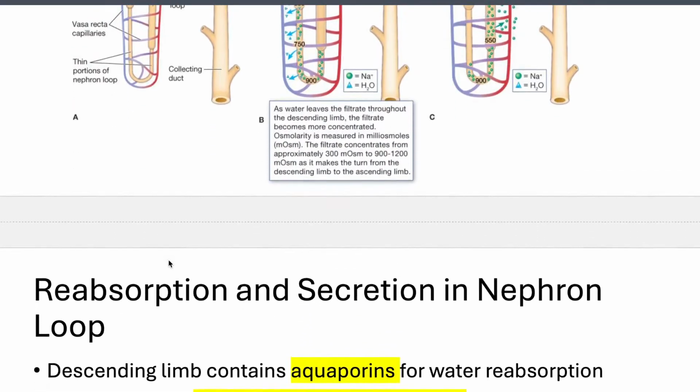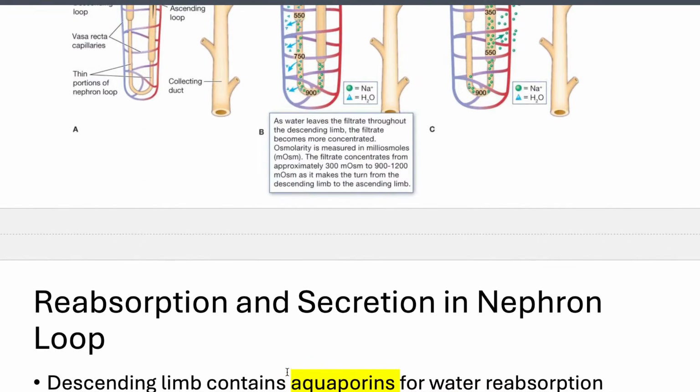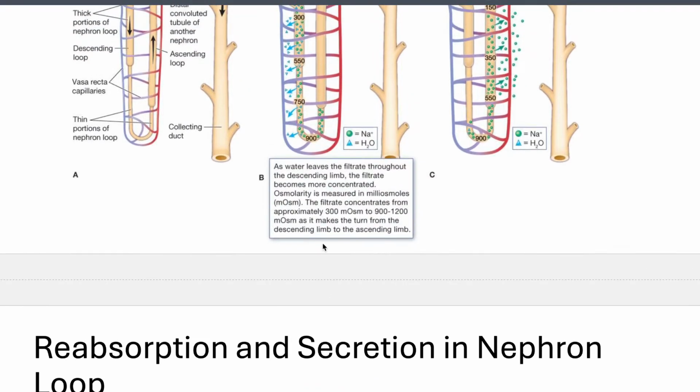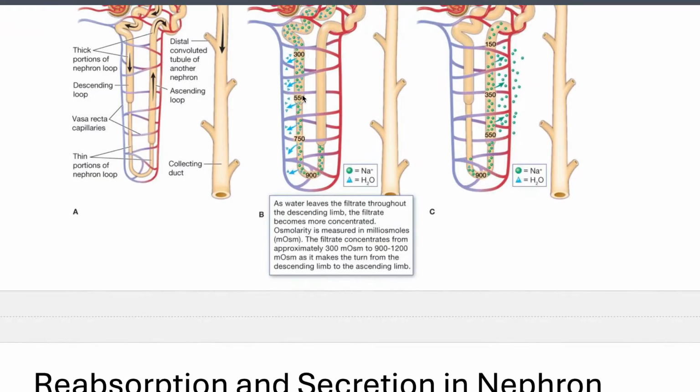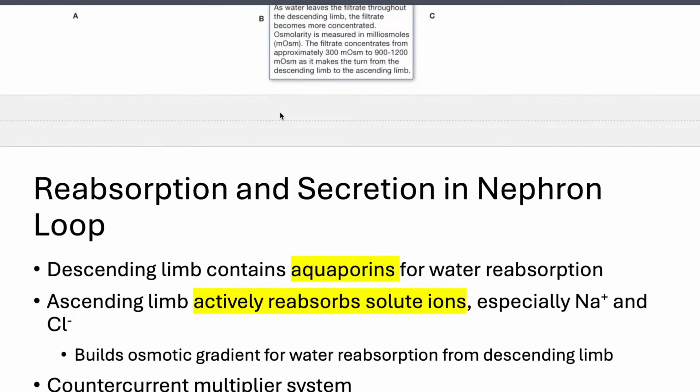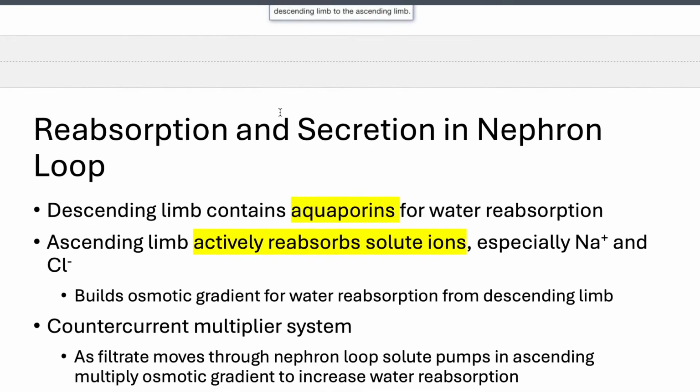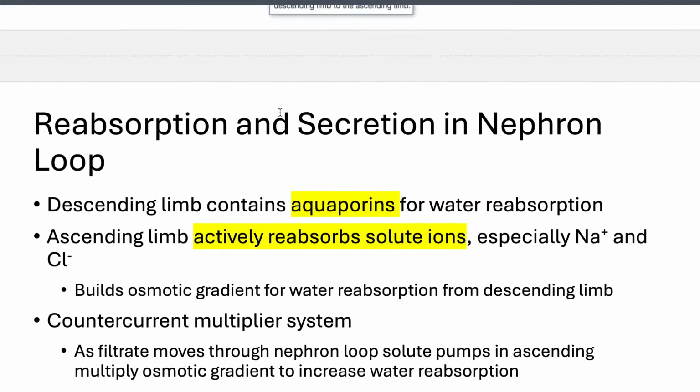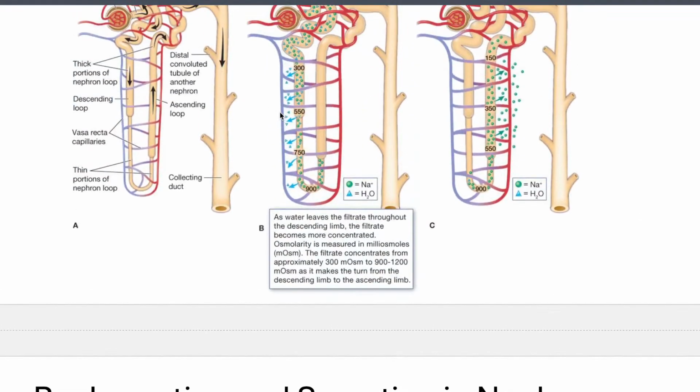Right, so we have aquaporins, but the aquaporins are still not pushing out water. They still need the gradient to follow. They need an osmotic gradient. They need osmotic pressure, right? Because just because water can diffuse from within the lumen into the interstitial fluid doesn't mean that it will, because there needs to be an osmotic gradient. There has to be osmotic pressure. There have to be solutes here that attract the water. And that is what the ascending limb is doing. The ascending limb builds the osmotic gradient for water reabsorption for the descending limb. All right.